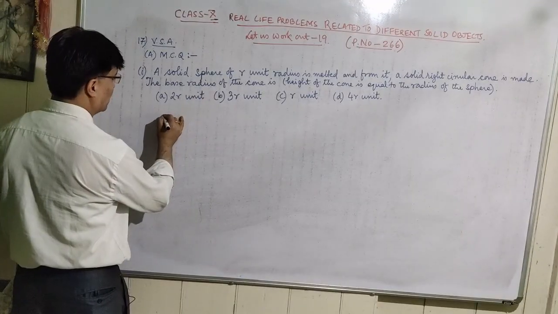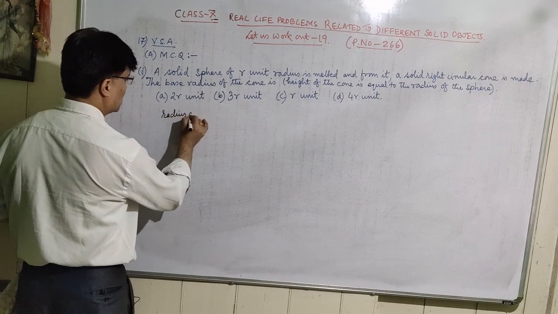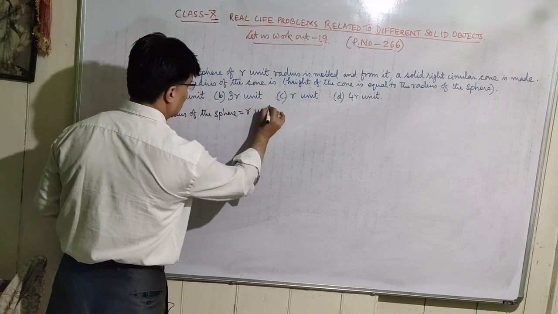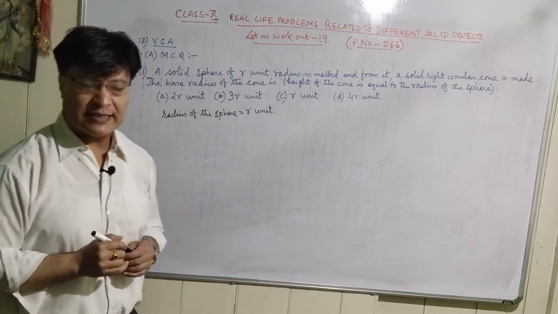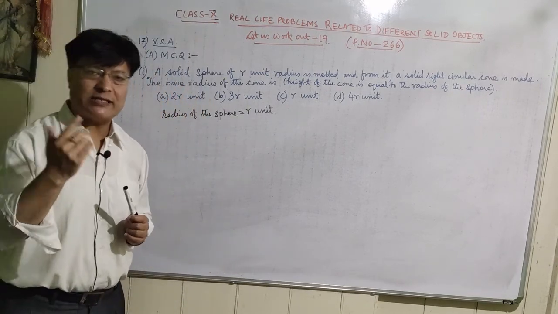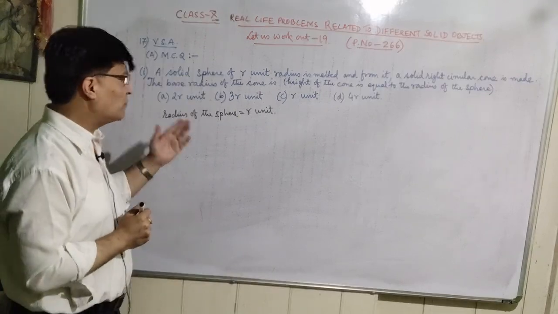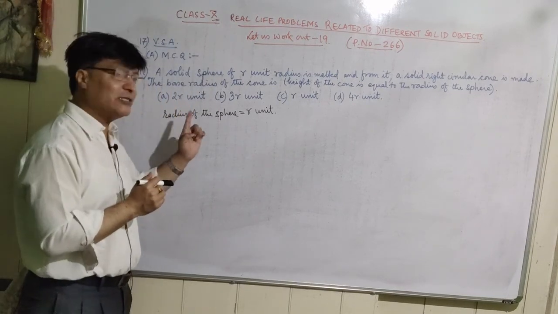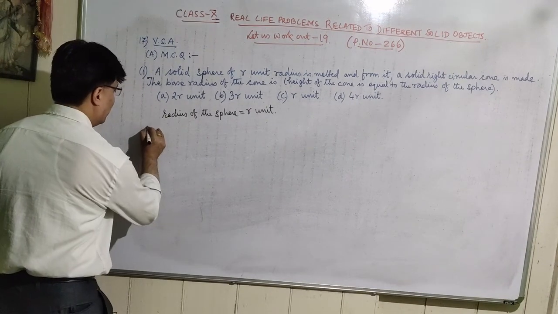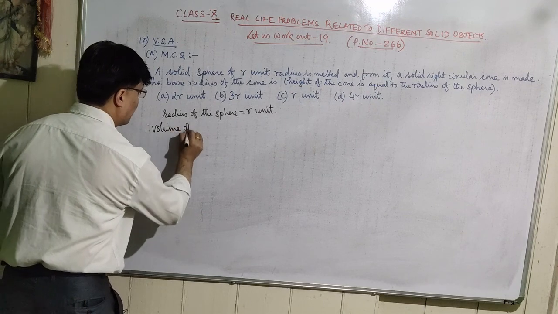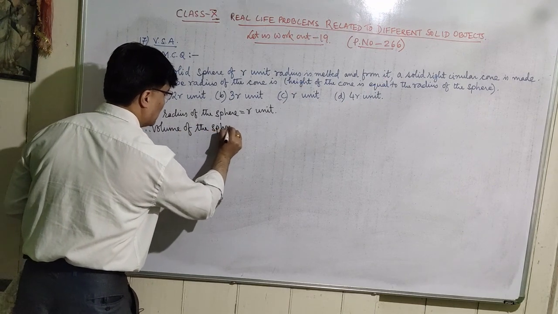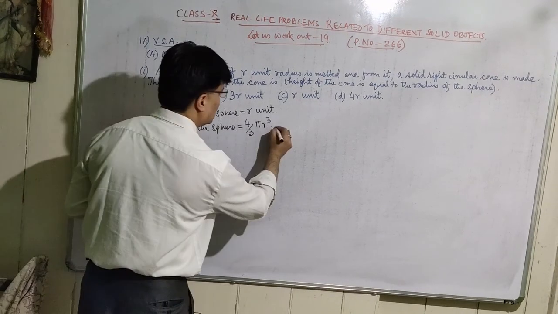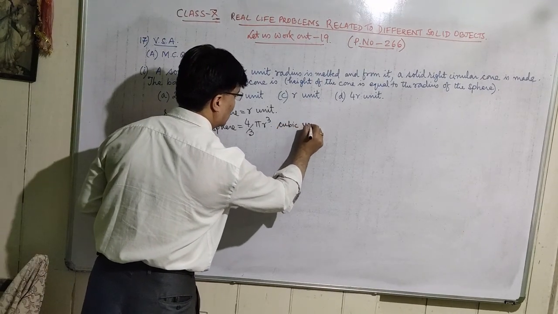So what is the radius of the sphere? Now this is the solution. Radius of the sphere is equal to R unit. Now this sphere is melted and a right circular cone is made. That means you have to find out the volume of the sphere. So volume of the sphere, what is the formula? Volume of the sphere is equal to 4/3 pi r cube, that is cubic unit.